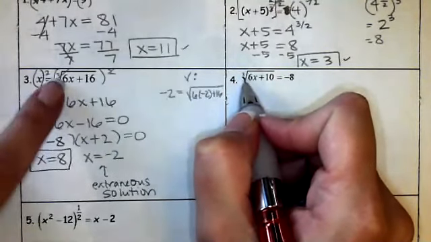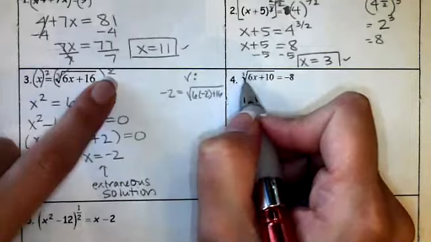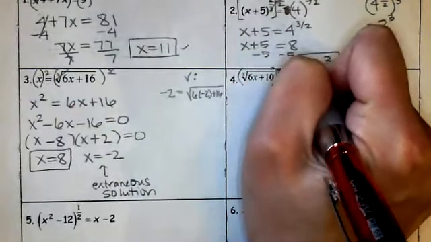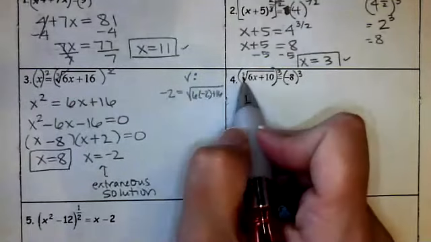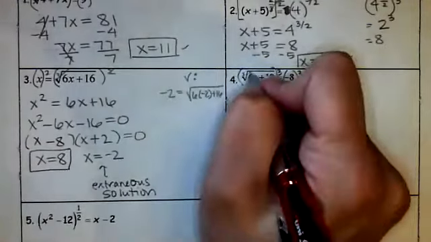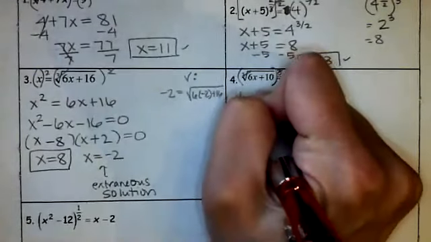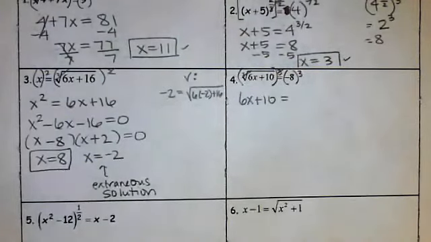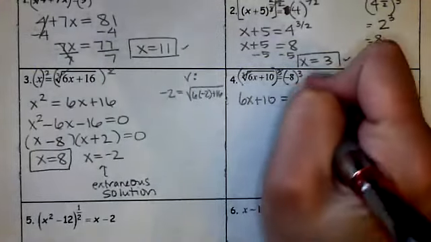So with the 2, we squared because it canceled that out. With a 3 there, we would cube because that's what's going to make that one cancel. If this was a 4, we would raise it to the 4th power. If it was a 5, we'd raise it to the 5th power. So that cancels, and we get 6x plus 10 is equal to negative 8 cubed, which is negative 512.